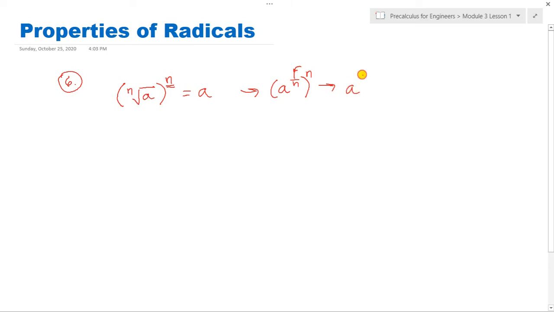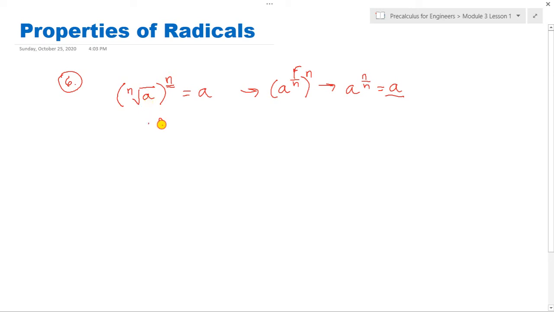So, we have A raised to the power of n over n, which is simply A raised to the power of 1, or simply A. So, therefore, na-verify na natin yung ating law dito, the sixth law of radical expressions. Then in this case, class, if you are given this nth root of A raised to the power of n, it has two conditions.